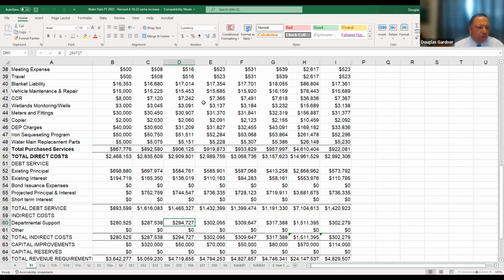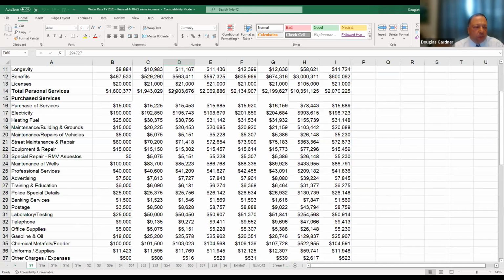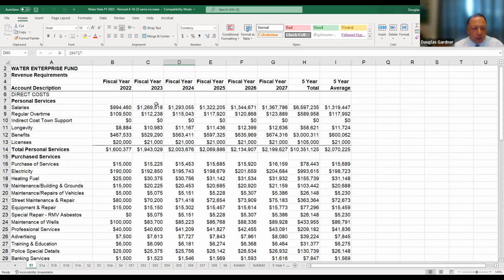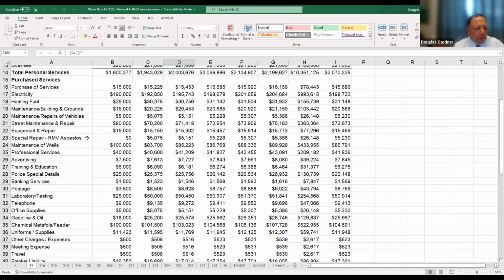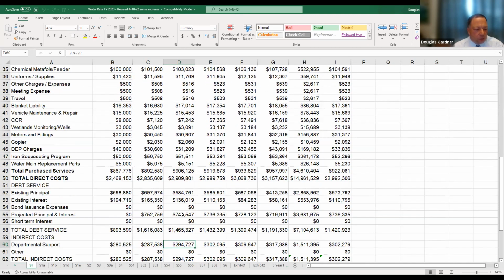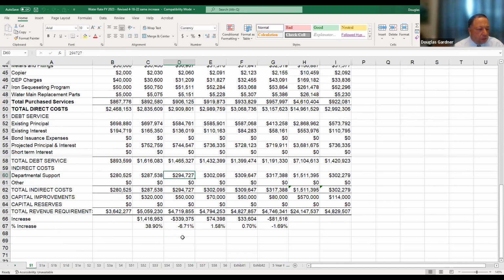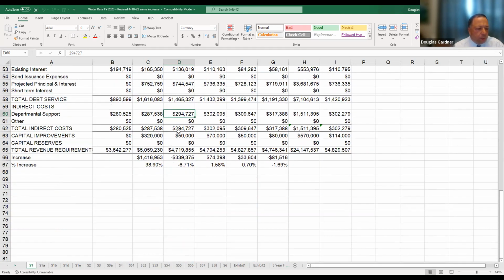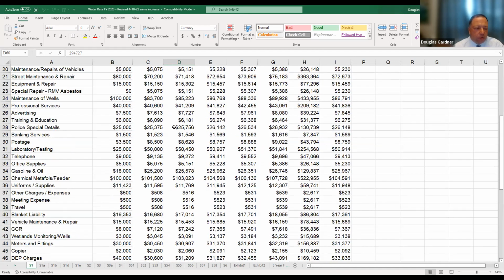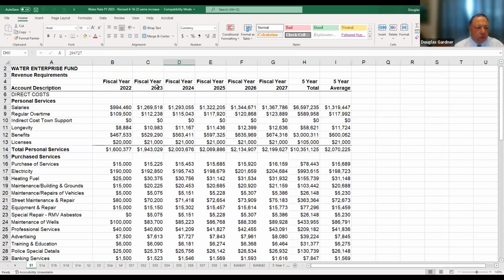But before we get there, we have to build what's known as the revenue requirements. How much money do we need to generate each year to fund not only salaries or expenses, but also our debt service, our indirect costs, other capital improvements, and then also capital reserves. So when we add all these together, and it's based on the fiscal 23 budget, we then project fiscal 24, fiscal 25, fiscal 26, and fiscal 27 as best we can.